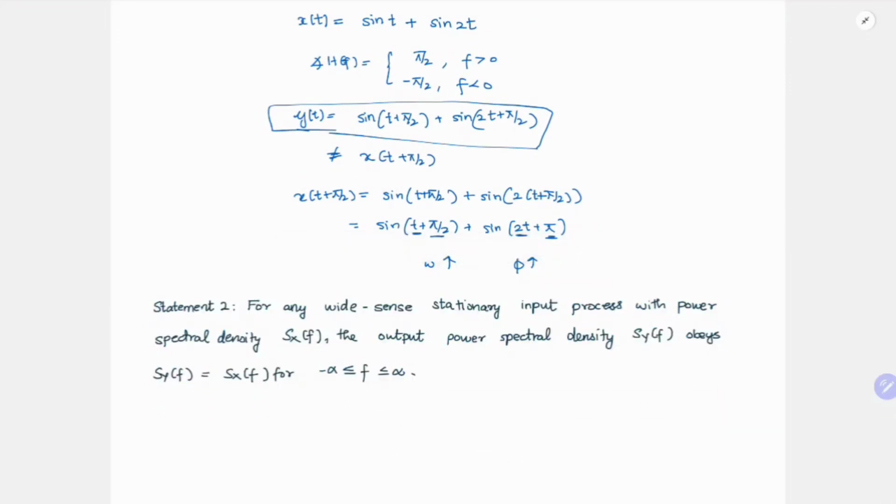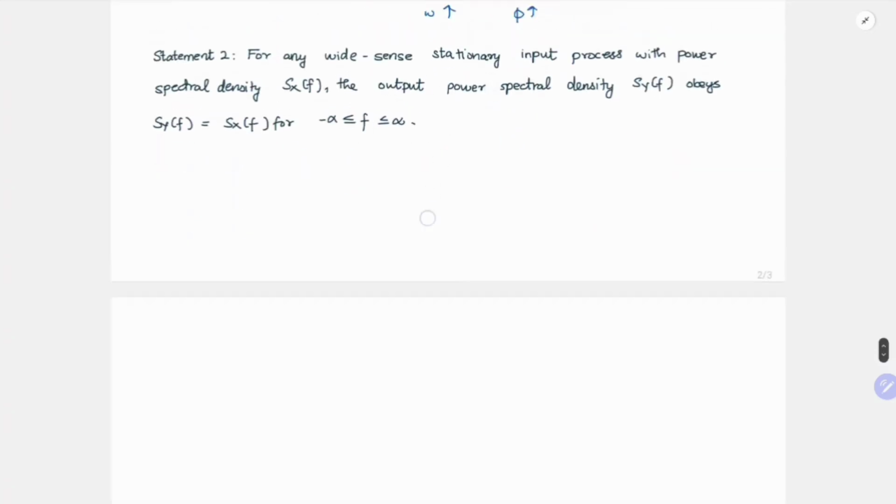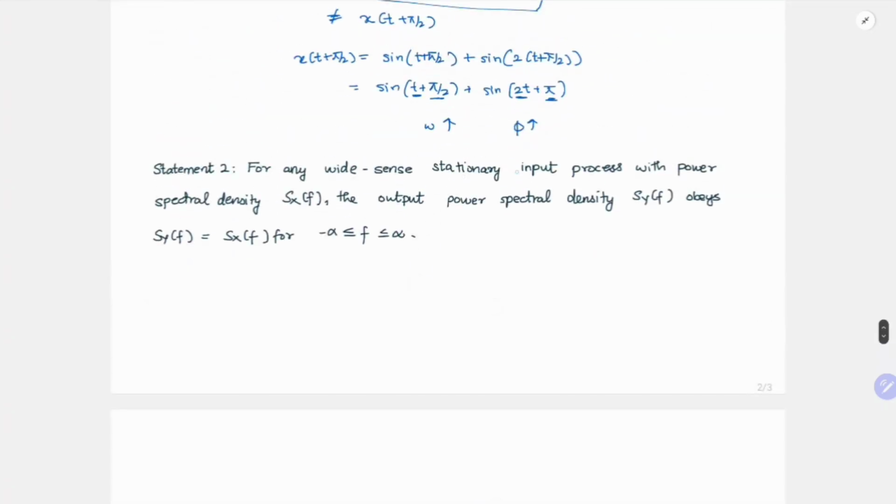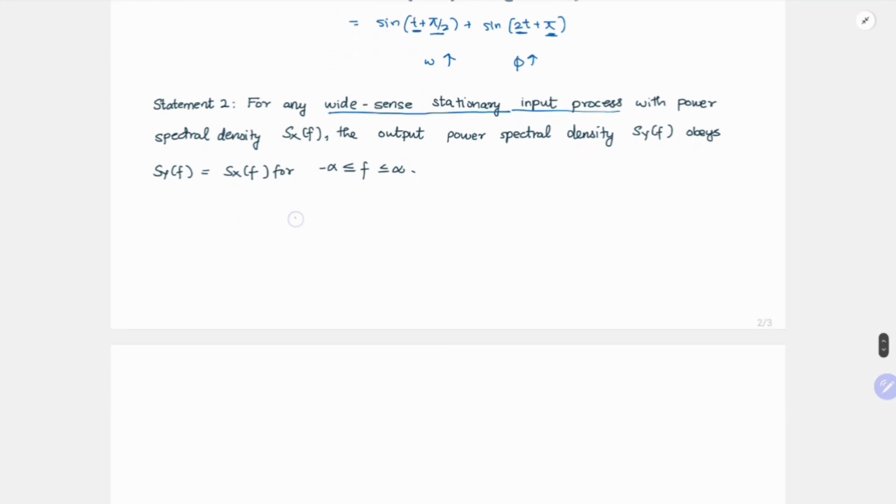So statement 2. For any wide sense stationary input process. So what is a wide sense stationary input process? Stationary means something which is not changing over time. And wide sense stationary has two properties. So I'll write wide sense stationary.